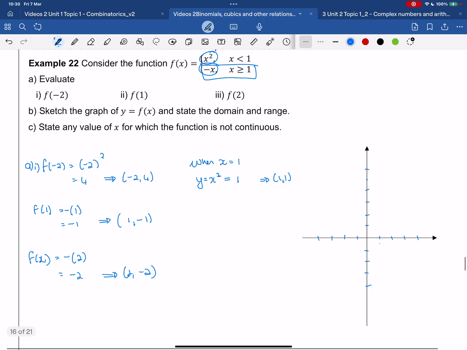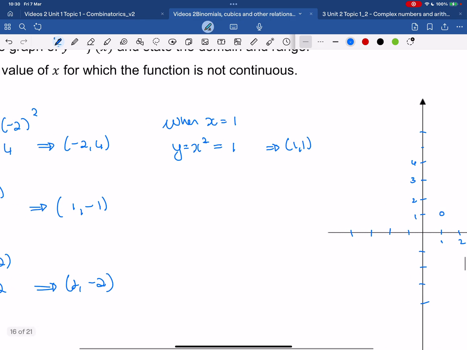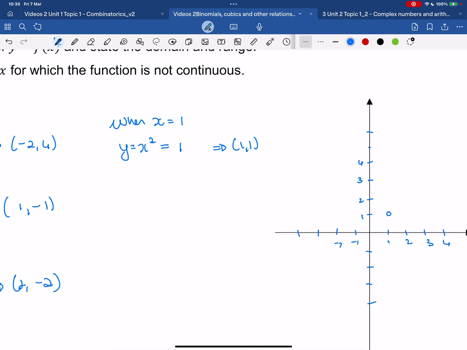So at x equals 1, I've got a point here, and that's where it ends. So I'm going to have that, and I've got negative 2 and 4 over there, and I know my turning point is over there. So this is my parabola part, and that looks like that.